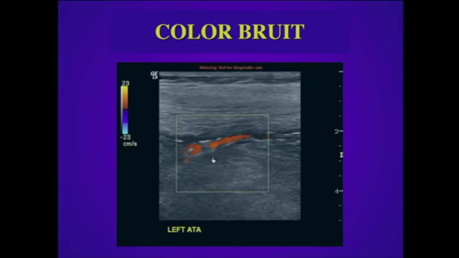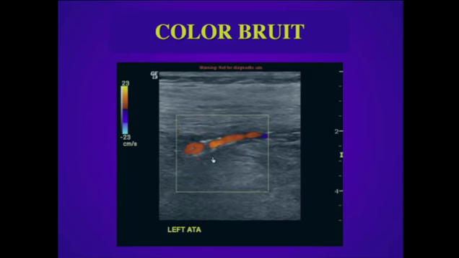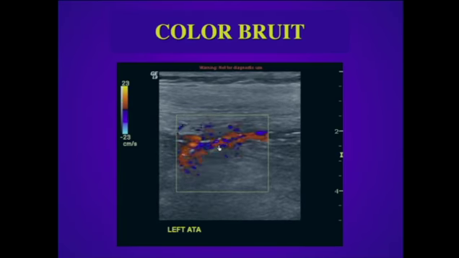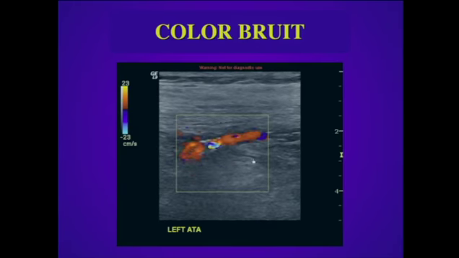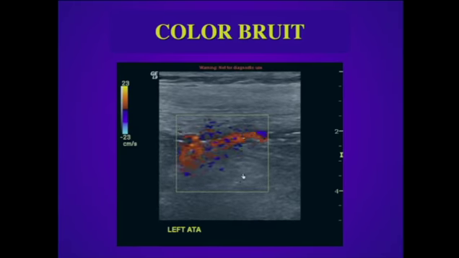Here we have a stenosis in the left anterior tibial artery. We can see the aliasing occurring in the stenosis, and notice this perivascular color bruit artifact that occurs during systole.